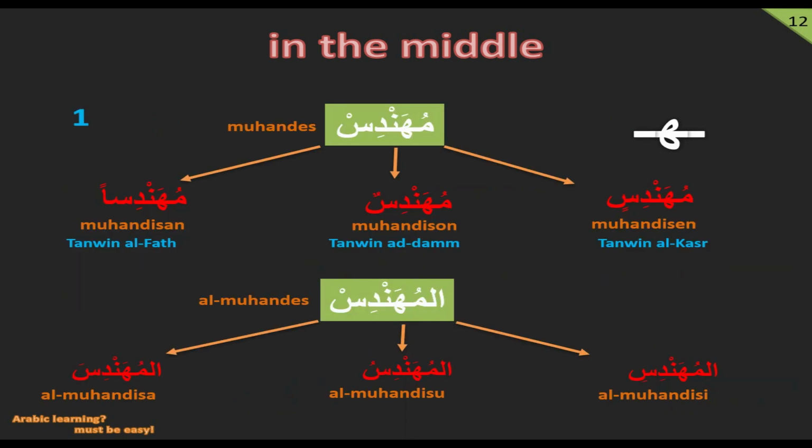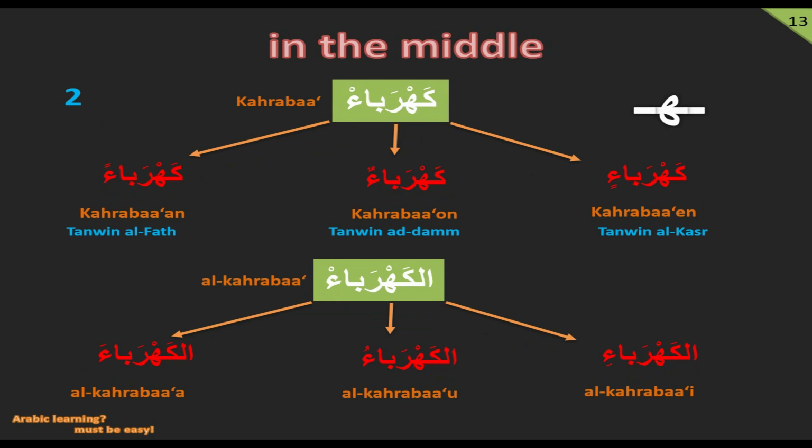So the word مهندس is without التعريف, so without an article. With تنوين الفتح would be مهندساً, a regular case. We added here normally the alif at the end. And with تنوين الضم مهندسٌ, and with تنوين الكسر مهندسٍ. Now مهندس with التعريف would be المهندس, with فتحة at the end would be المهندسَ, with ضمة المهندسُ, or with كسرة المهندسِ.